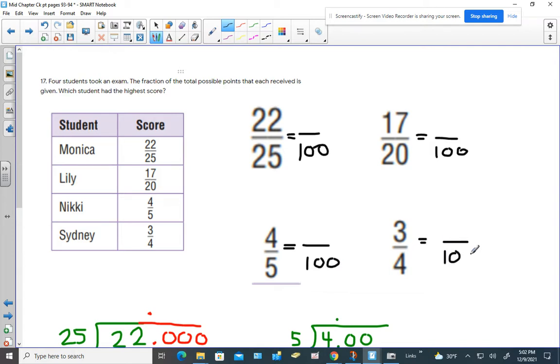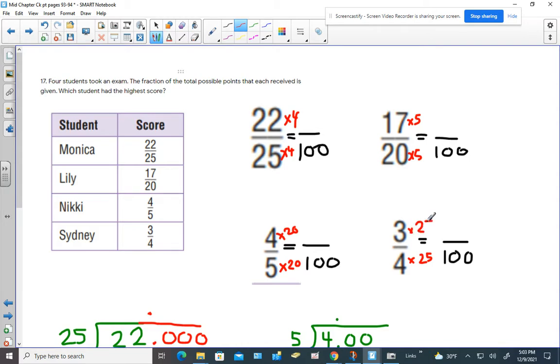Now, if we're going to use that approach, we have to figure out how many times this goes into 100 and multiply that same. So in this case, it would be times 4. So we'd have to find what 22 times 4 is. Down here, 5 times 20 is 100, so we'd have to find what 4 times 20 is. Down here, this would be times 5, so we'd have to do 17 times 5. And here, 4 times 25 would be 100, so you'd have to find what 3 times 25 is to get the missing numerator.